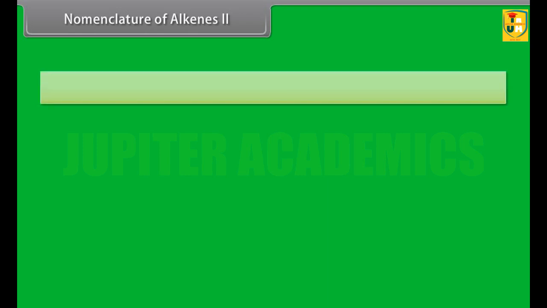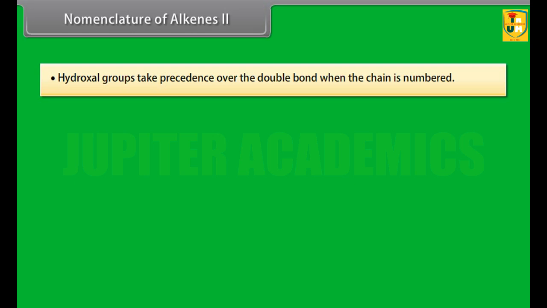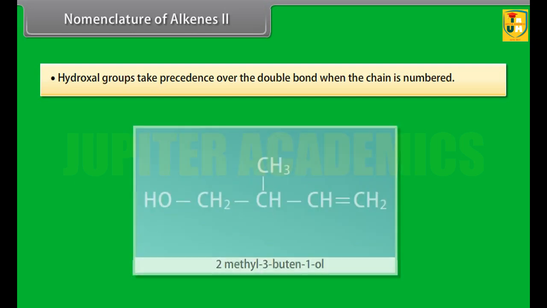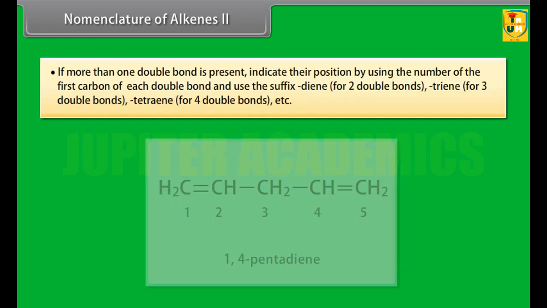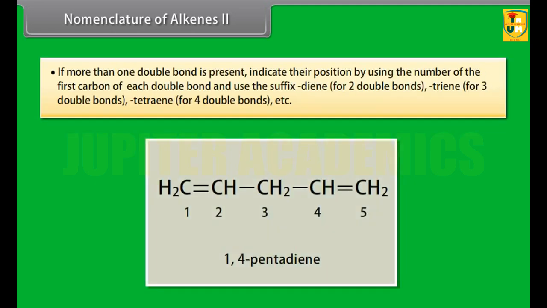Nomenclature of alkenes. Part 2. Step 7. Hydroxyl groups take precedence over the double bond when the chain is numbered. This compound is 2-methyl-3-butene-1-ol. Step 8. If more than one double bond is present, indicate their position by using the number of the first carbon of each double bond and use the suffix diene for 2 double bonds, triene for 3 double bonds, tetraene for 4 double bonds, etc. For example, 1,4-pentadiene.